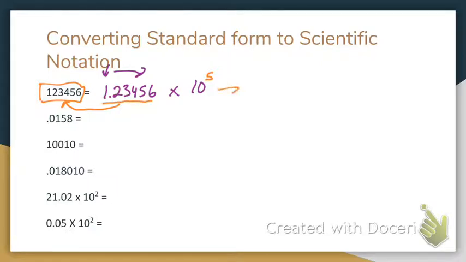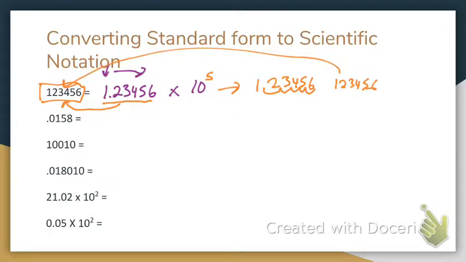And I always suggest that you check. So 1.23456. If you move it 5 places to the right, I'm making the number bigger, right? This will give me 1, 2, 3, 4, 5, 6. And that checks back here. That seems to help, and we can do this check mentally. If I put a negative here, notice my decimal would go the other way, and the number would get a lot smaller. Okay, so let's do the next one.